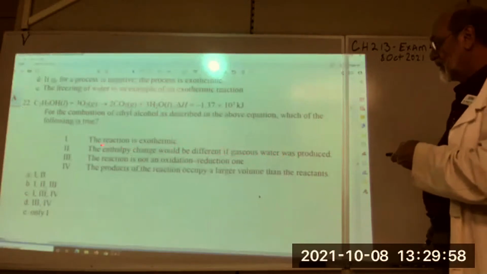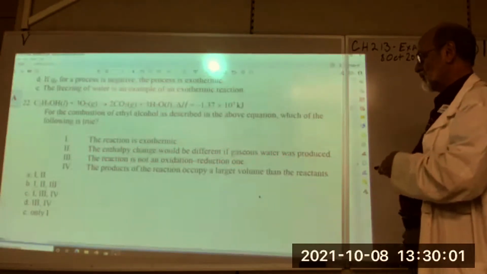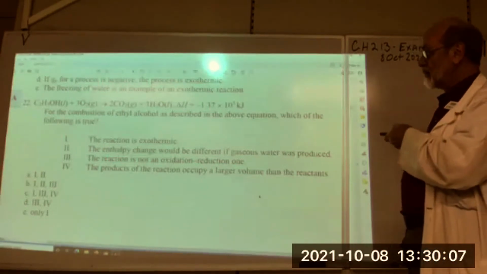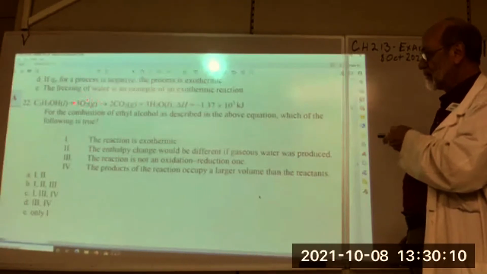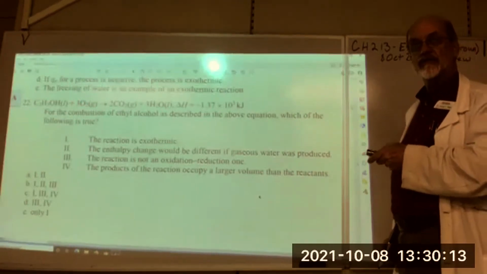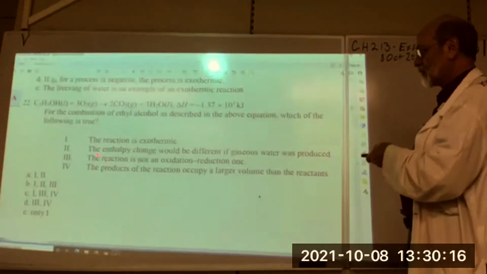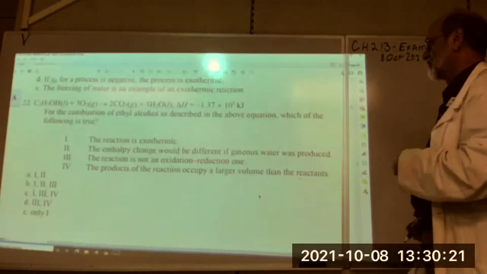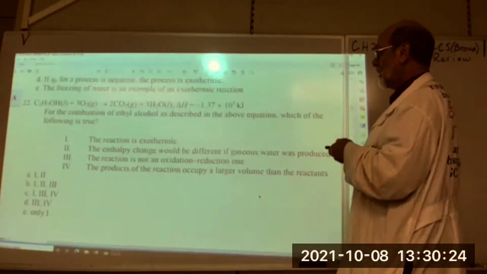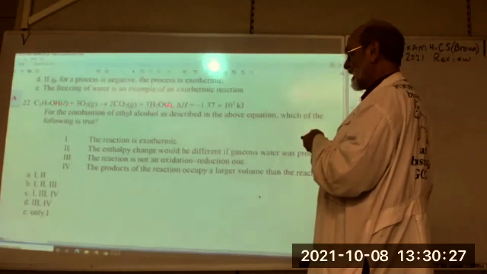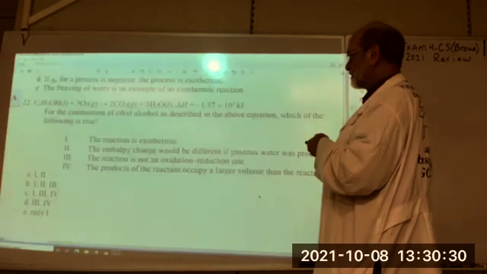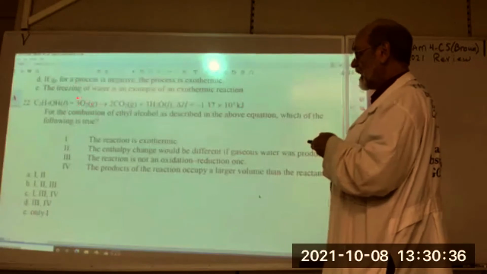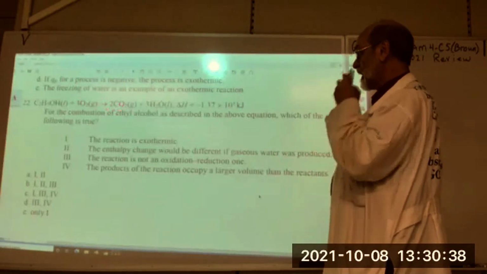Yes, that's true. The reaction is not an oxidation reduction. Do you remember that? That rule of thumb? You've got a combustion right here. You have an oxidation reduction reaction. So that was false. The products of the reaction occupy a larger volume than the reactants. Well, let's see if that's true. This is a liquid. That doesn't count for volume. Not significant. What you want to look at is the gases. That's 3 moles of oxygen, 2 moles of carbon dioxide. The volume actually goes down.